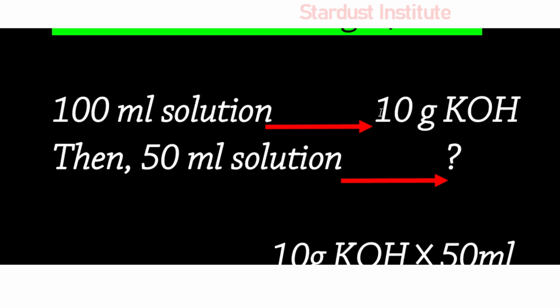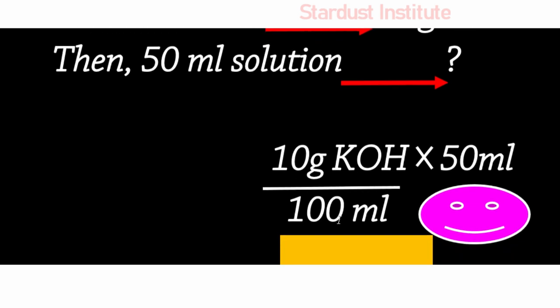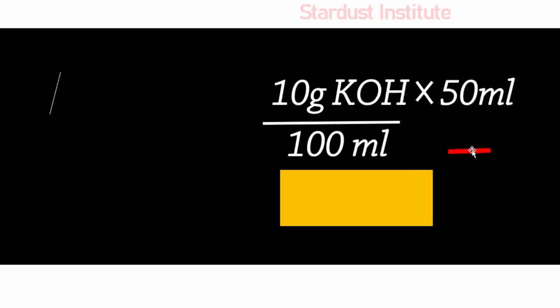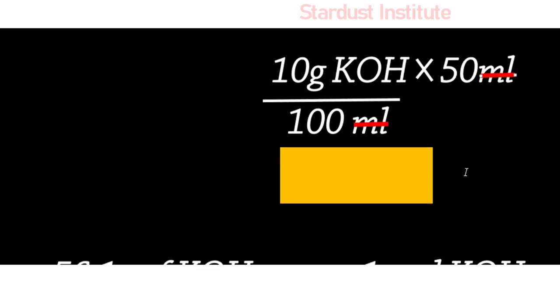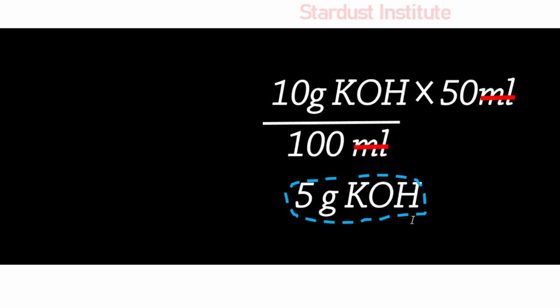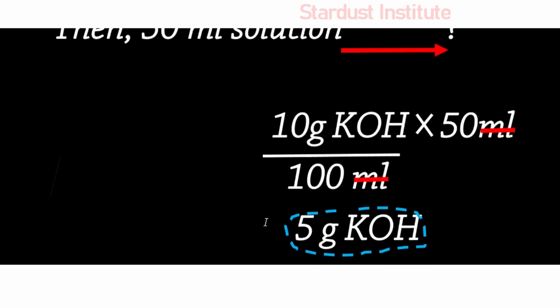You can find the answer in this way. 10 grams KOH divided by 100 milliliters multiplied by 50 milliliters. The unit milliliters should be cancelled out. Then we get 5 grams of KOH. In 50 milliliters of the solution, there are 5 grams of KOH.